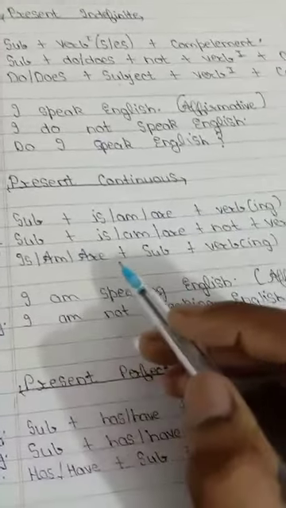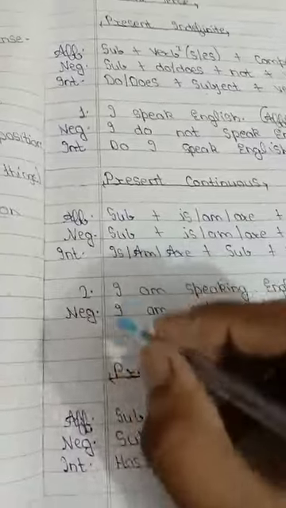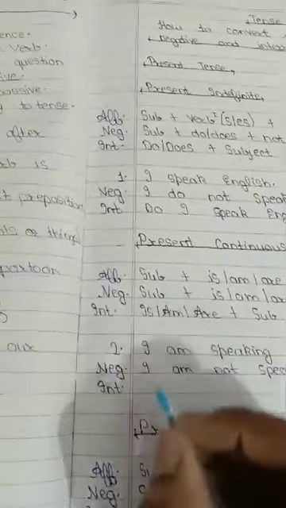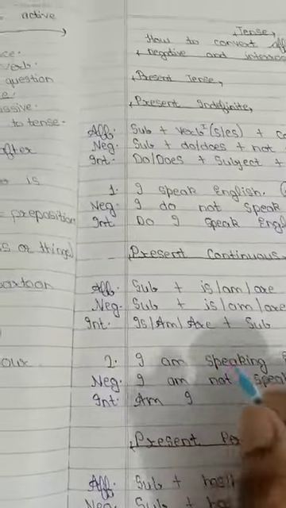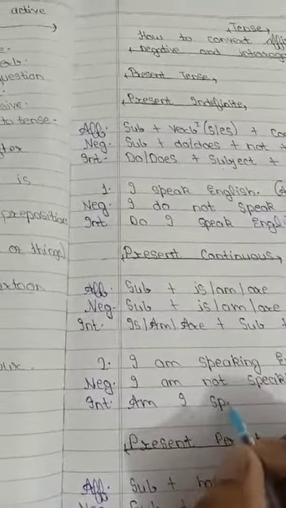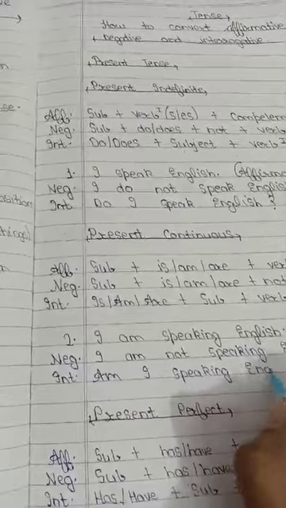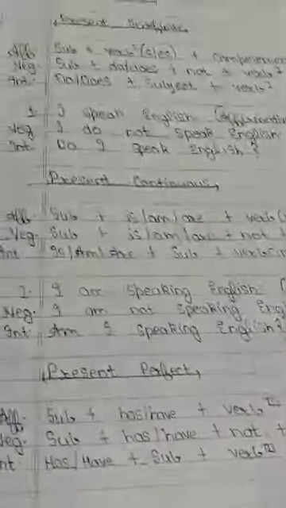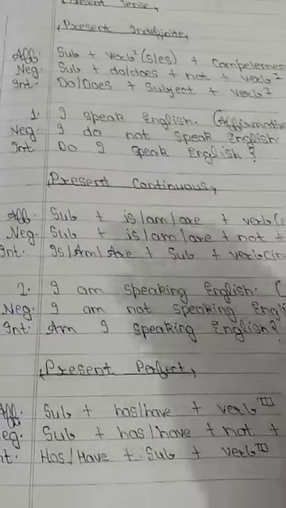Interrogative is am plus subject plus verb first form and ing plus complement. So now frame the sentence. Interrogative: Am I speaking English? Question mark. So this is how to convert an affirmative sentence into negative and interrogative in present continuous.